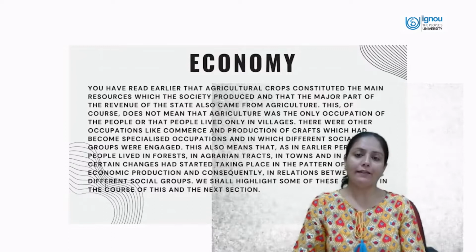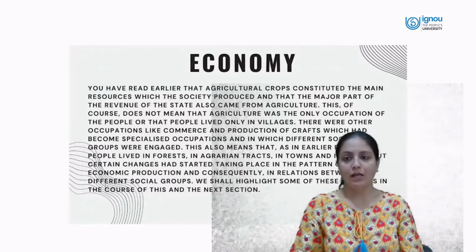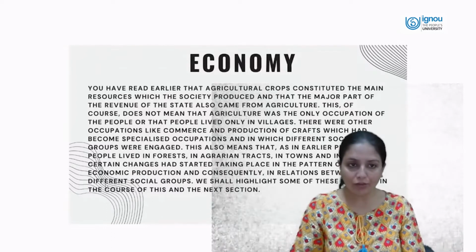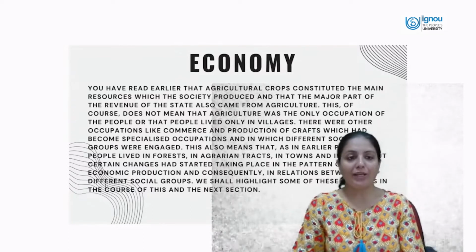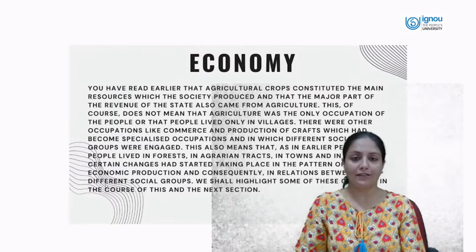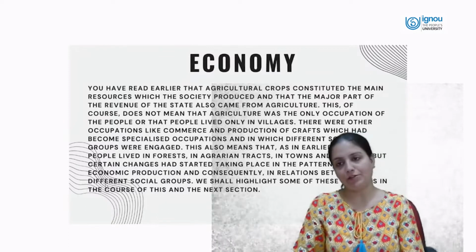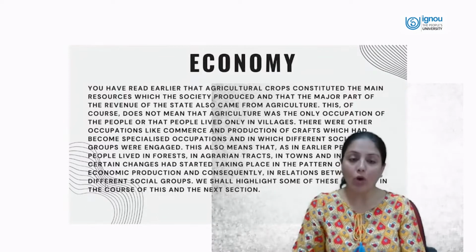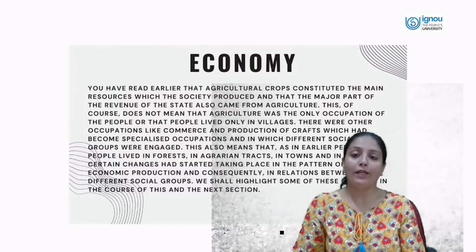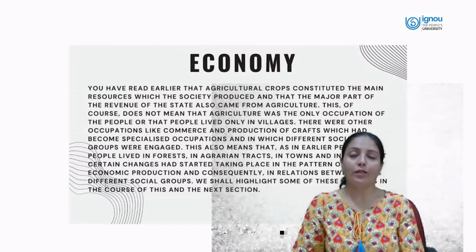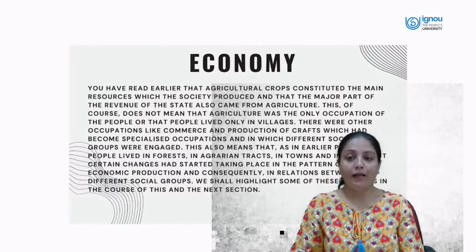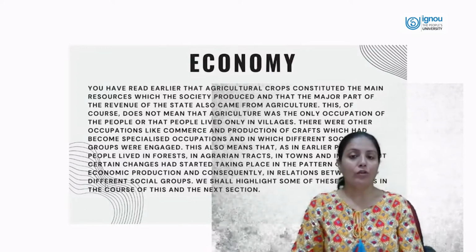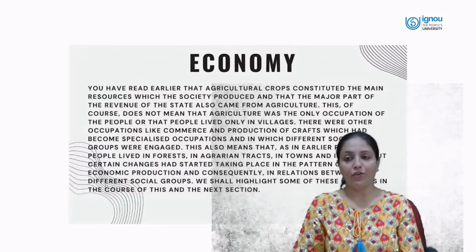You have read earlier that agricultural crops constituted the main resources which the society produced, and the major part of the revenue of the state also came from agriculture. Yes, the king got so much wealth and so many resources from agriculture. That's why agriculture was the main part of the economy.